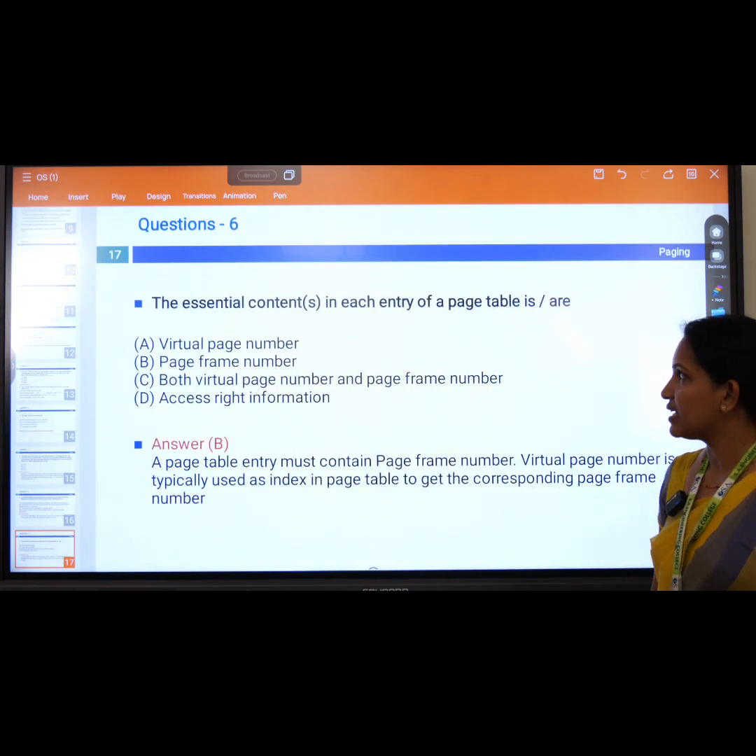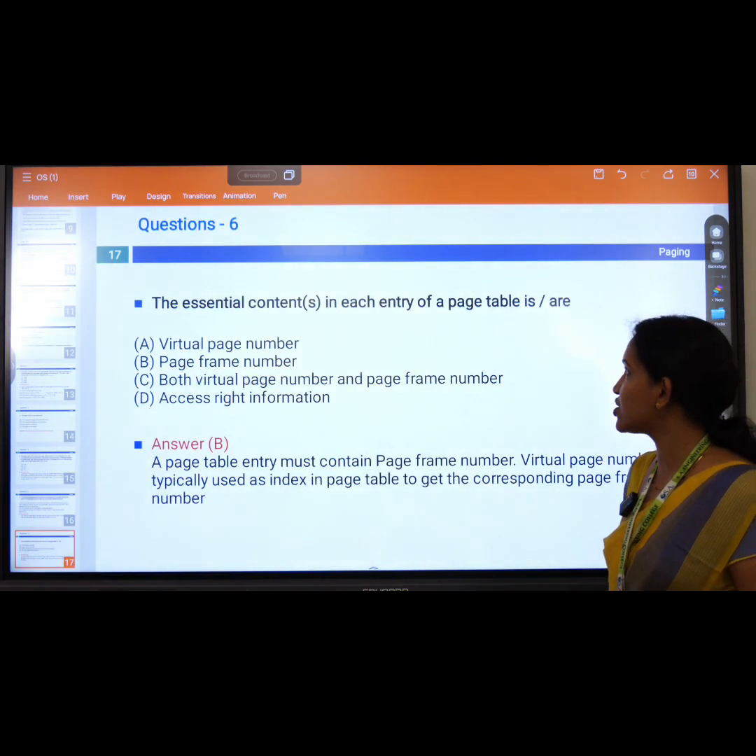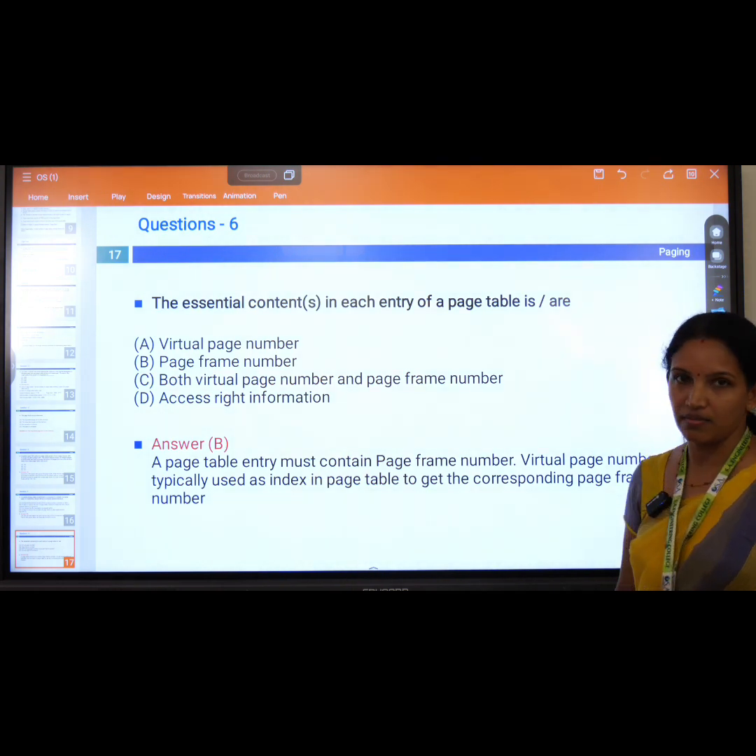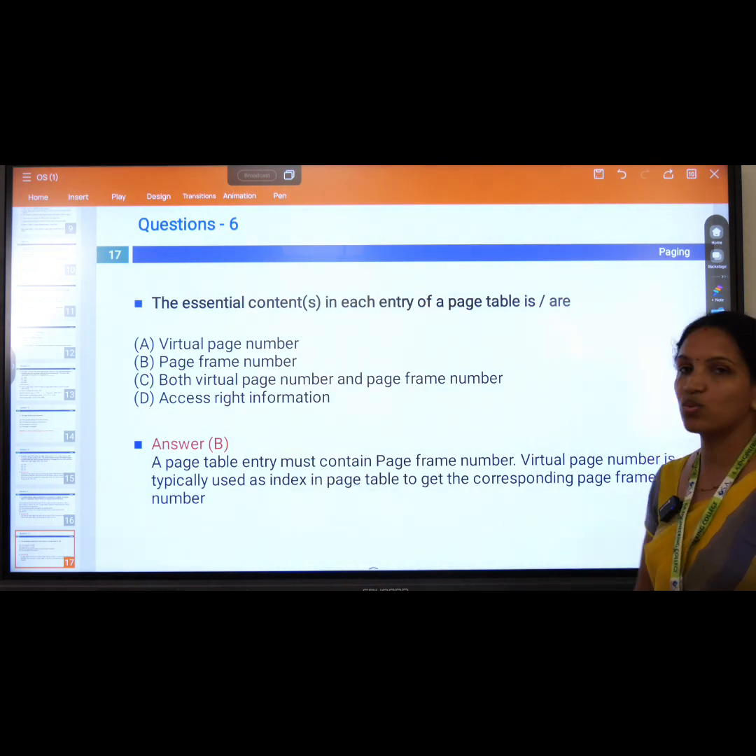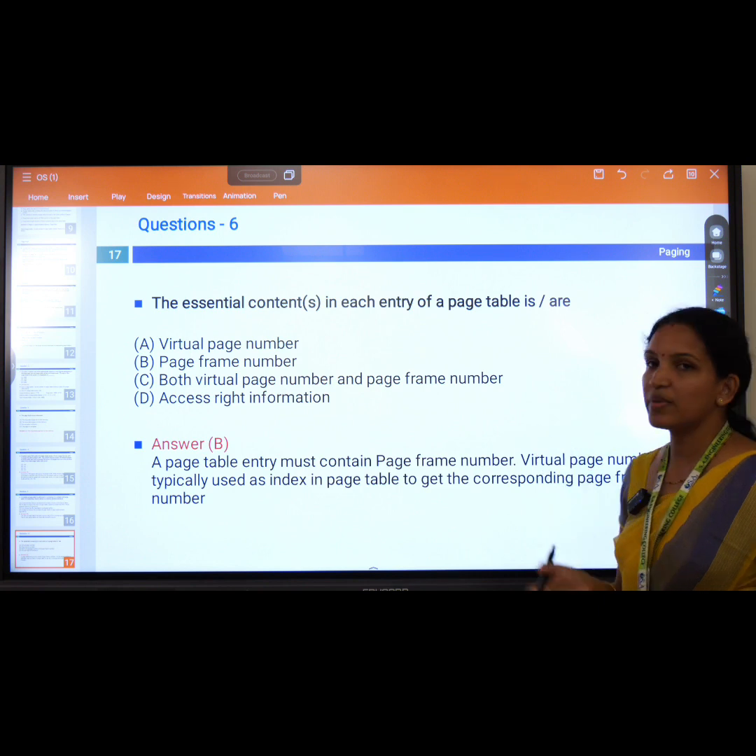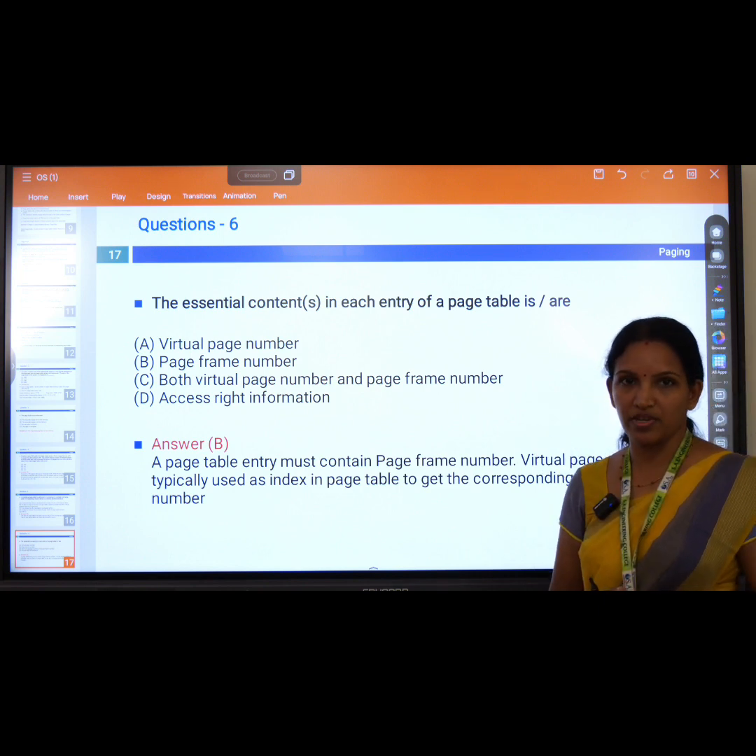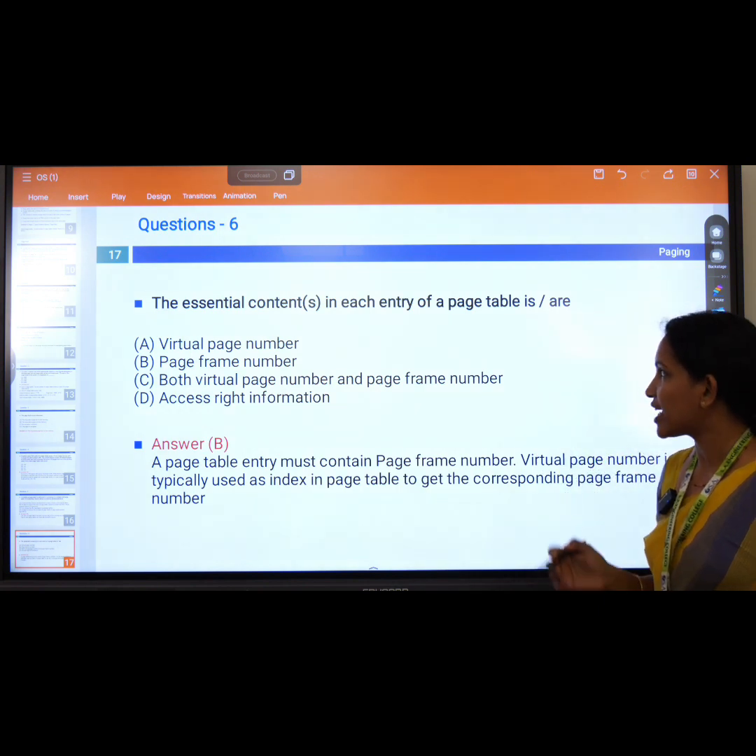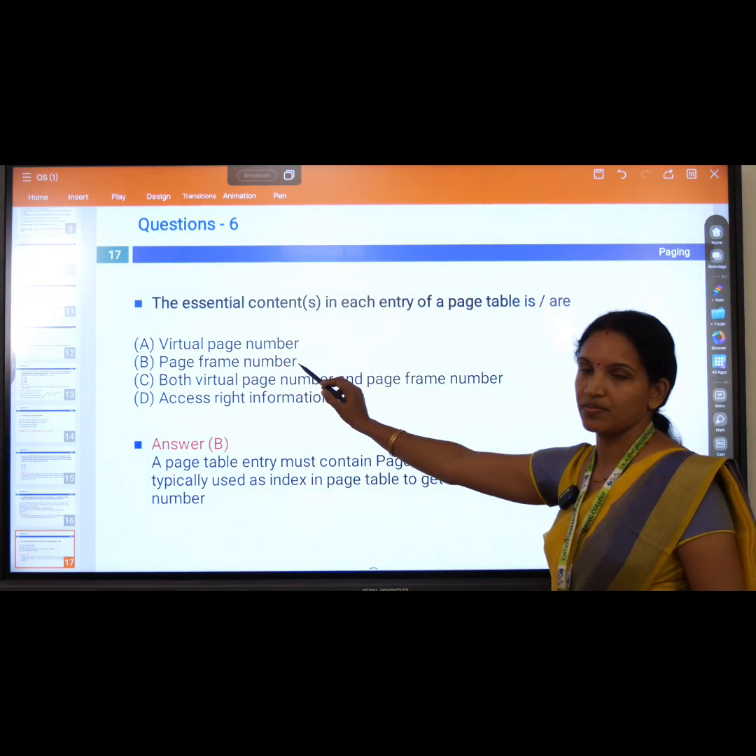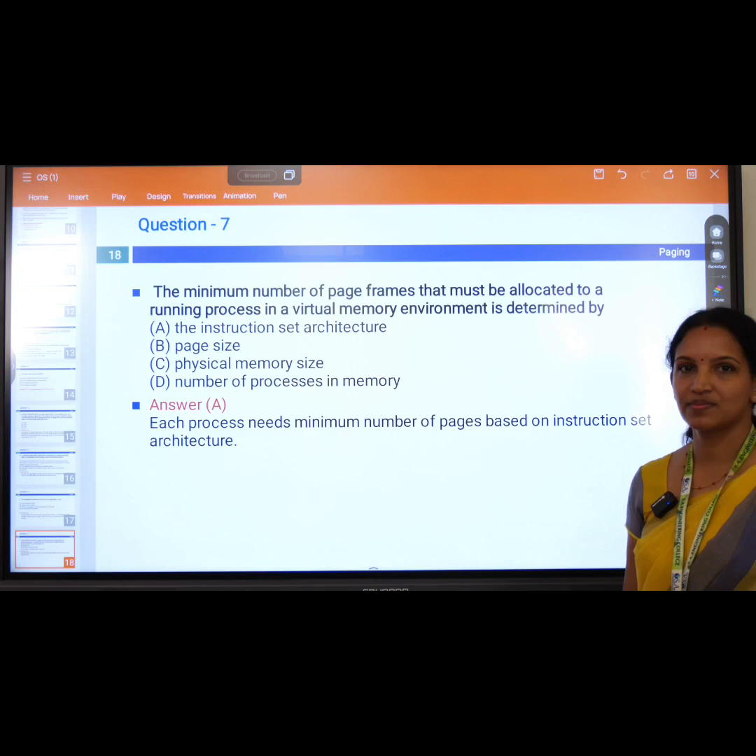Question number 6. The essential contents in each entry of a page table is or are... So we already know that this page table is used to retrieve the frame number. So obviously the essential content in a page table is frame number. So option B is correct.